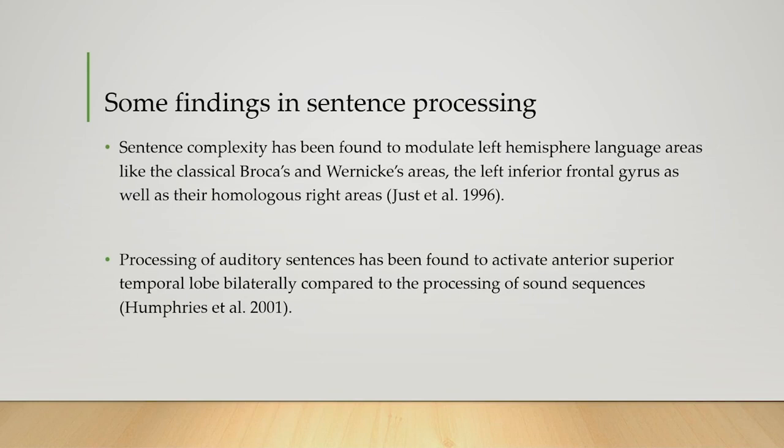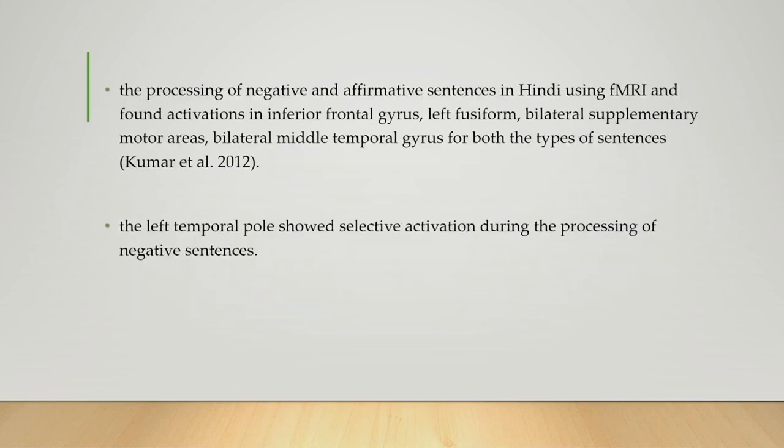Now, in terms of sentence processing, sentence complexity has been found to modulate left hemispheric language areas, like the classical areas of Broca's and Wernicke's areas. Similarly, the left inferior frontal gyrus as well as their homologous right areas. So, these are the areas that have been found to be affected by sentence complexity. Similarly, processing of auditory sentences has been found to activate the anterior superior temporal lobe bilaterally, that is in both the hemispheres. So, while processing auditory sentences, this is the effect that we see.